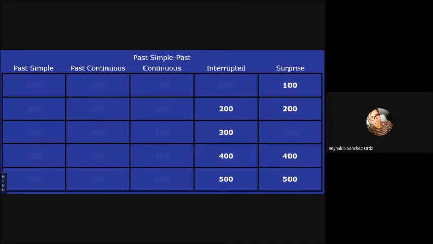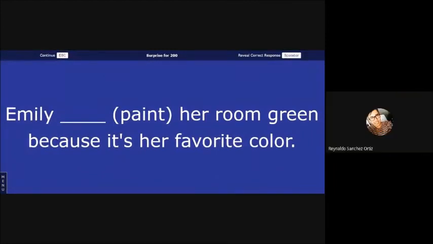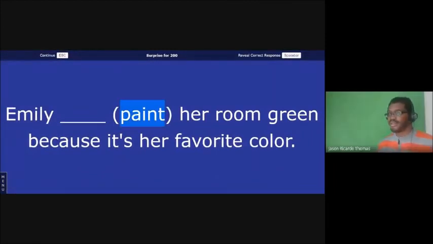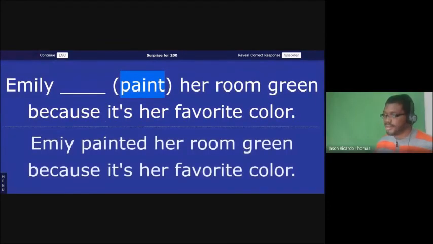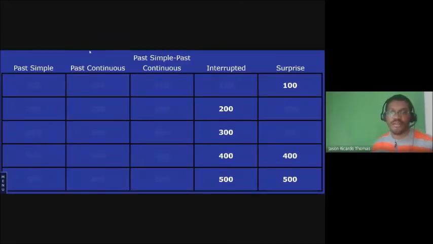Surprise, 200. All right. Let's see what's here. Emily was. No, this is a fact in the past. Emily painted her room green because it's her favorite color. All right, those are facts from your past, specific events.